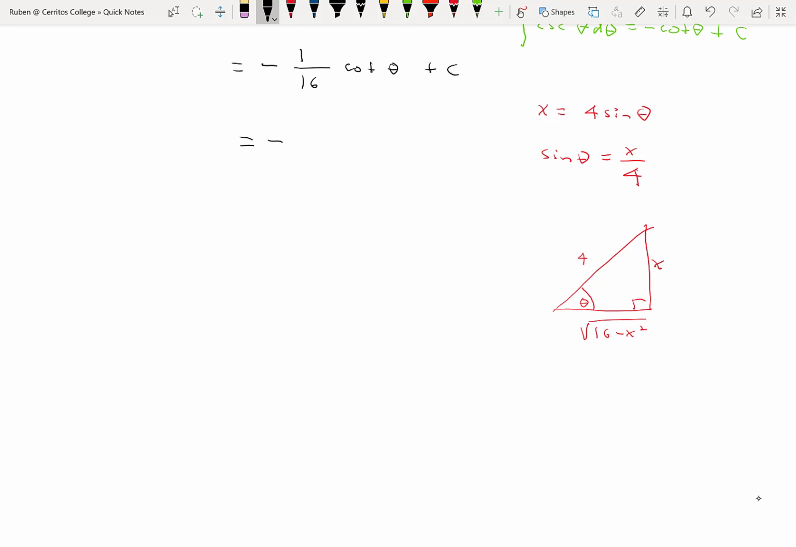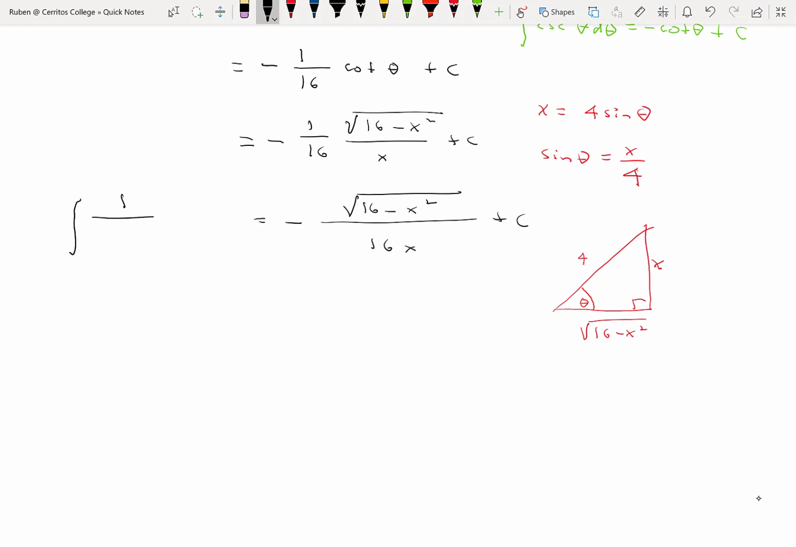So, okay, so we have cotangent. Well, tangent is opposite over adjacent. So cotangent's 1 over that. Cotangent would be adjacent, square root of 16 minus x squared, over opposite. We could do a little here to clean this up, not much. This is the square root of 16 minus x squared over 16x plus a constant, and that's our antiderivative. That is the antiderivative of 1 over x squared times the square root of 16 minus x squared in the denominator.